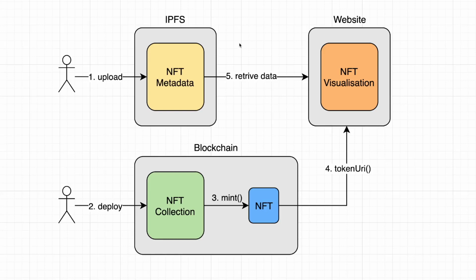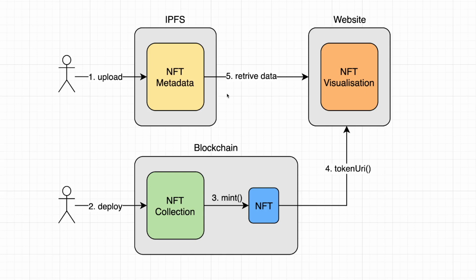Okay, in this video, we're going to be talking about NFT architecture. If you want to build an NFT, typically you're going to need three components. You're going to need a form of data storage. In this example, we'll be using IPFS. You're going to need to select a blockchain like Ethereum or Solana or Polygon. And you're also going to need a website for visualizing your NFT.